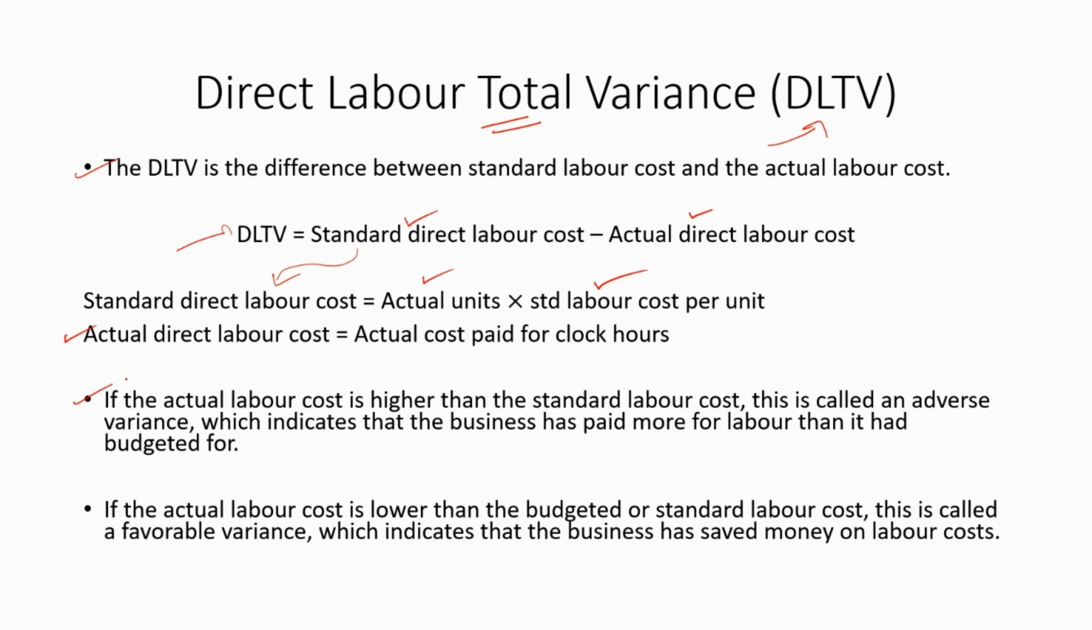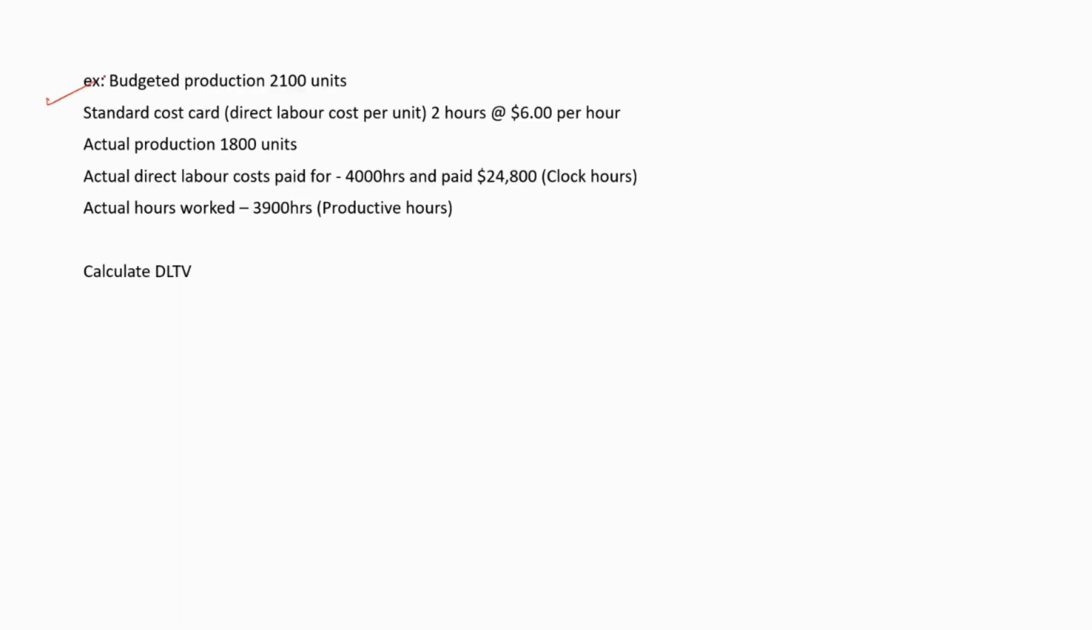An important thing to note is that actual direct labor cost is equal to the actual cost paid for clock hours. If the actual labor cost is higher than the standard labor cost, this is called an adverse variance, which indicates that the business has paid more for labor than it had budgeted for. If the actual labor cost is lower than the budgeted or standard labor cost, this is called a favorable variance, which indicates that the business has saved money on labor costs. Now let's do this example.